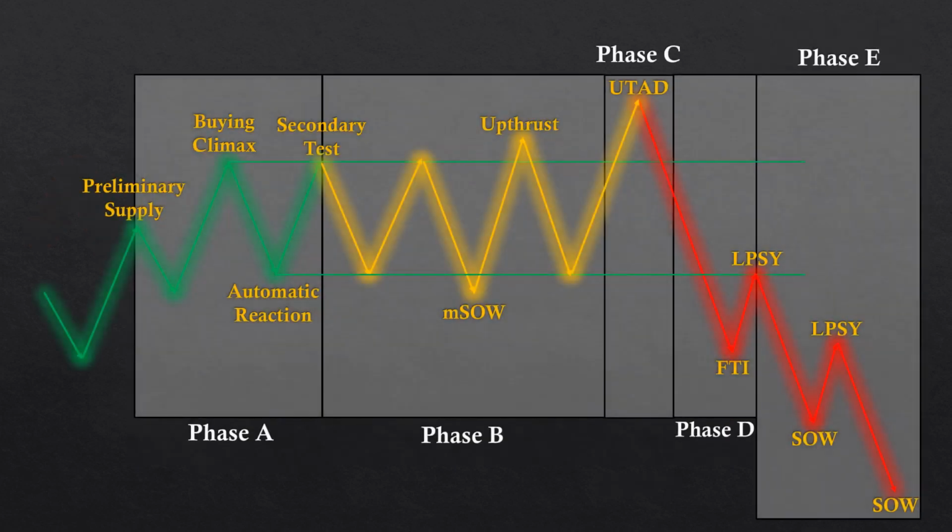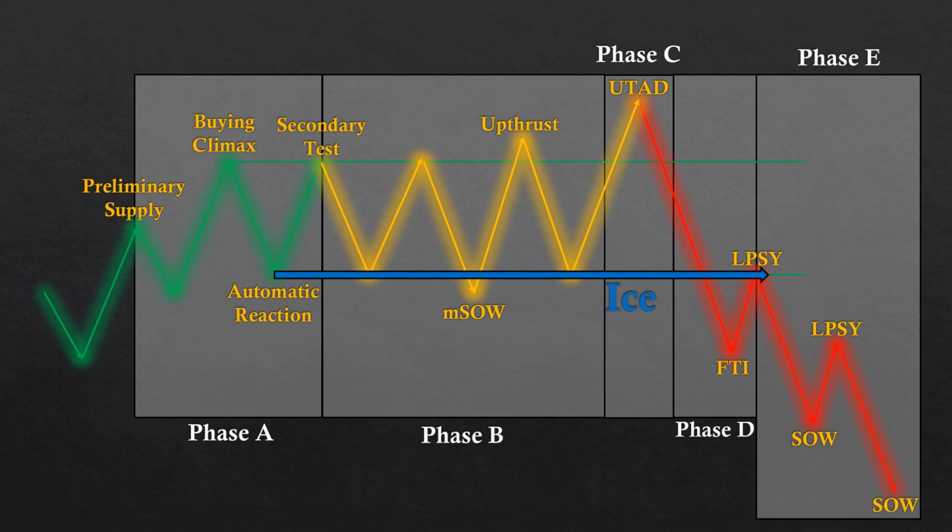In the distribution structure, instead of the creek, we have the ice, which is the price level formed by the low of the automatic reaction. The other thing to pay attention to is the presence of changes of character, meaning moments where the market transitions from trending to ranging or vice versa.